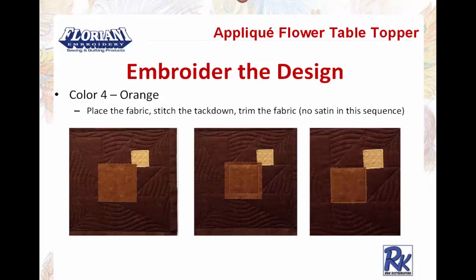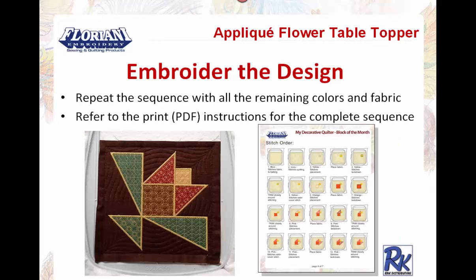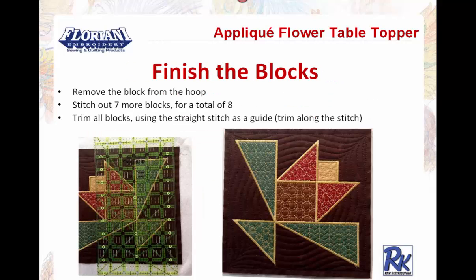And then what you want to do is just repeat that sequence with all the remaining colors and fabrics. And you're going to refer to the PDF print instructions for the complete sequence. Now, the machine will step you through it all automatically, but we've got a nice little diagram of all the steps. It actually takes up 2 pages. We've just shown you one of the 2 pages here, but you'll follow along with those PDF or print instructions to complete the block.